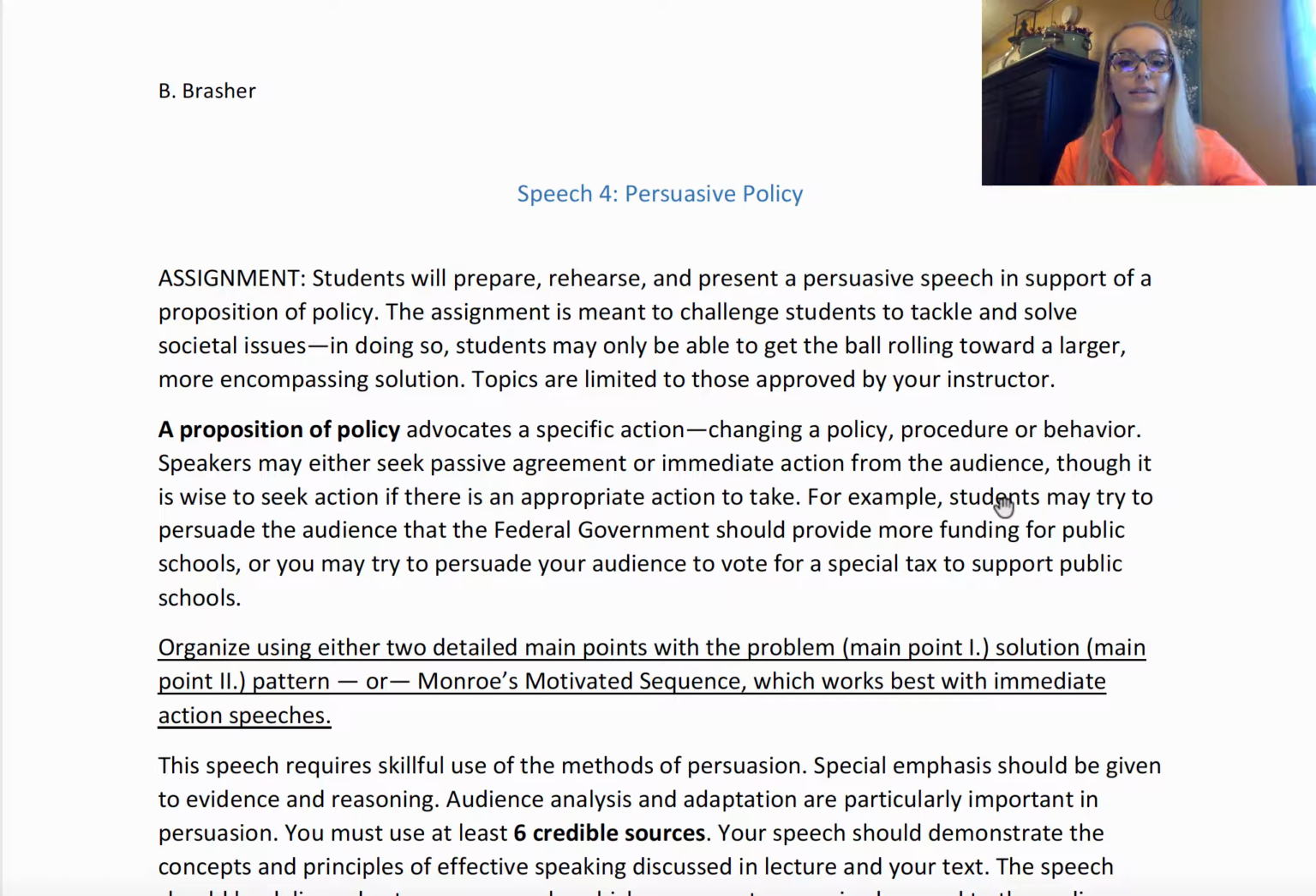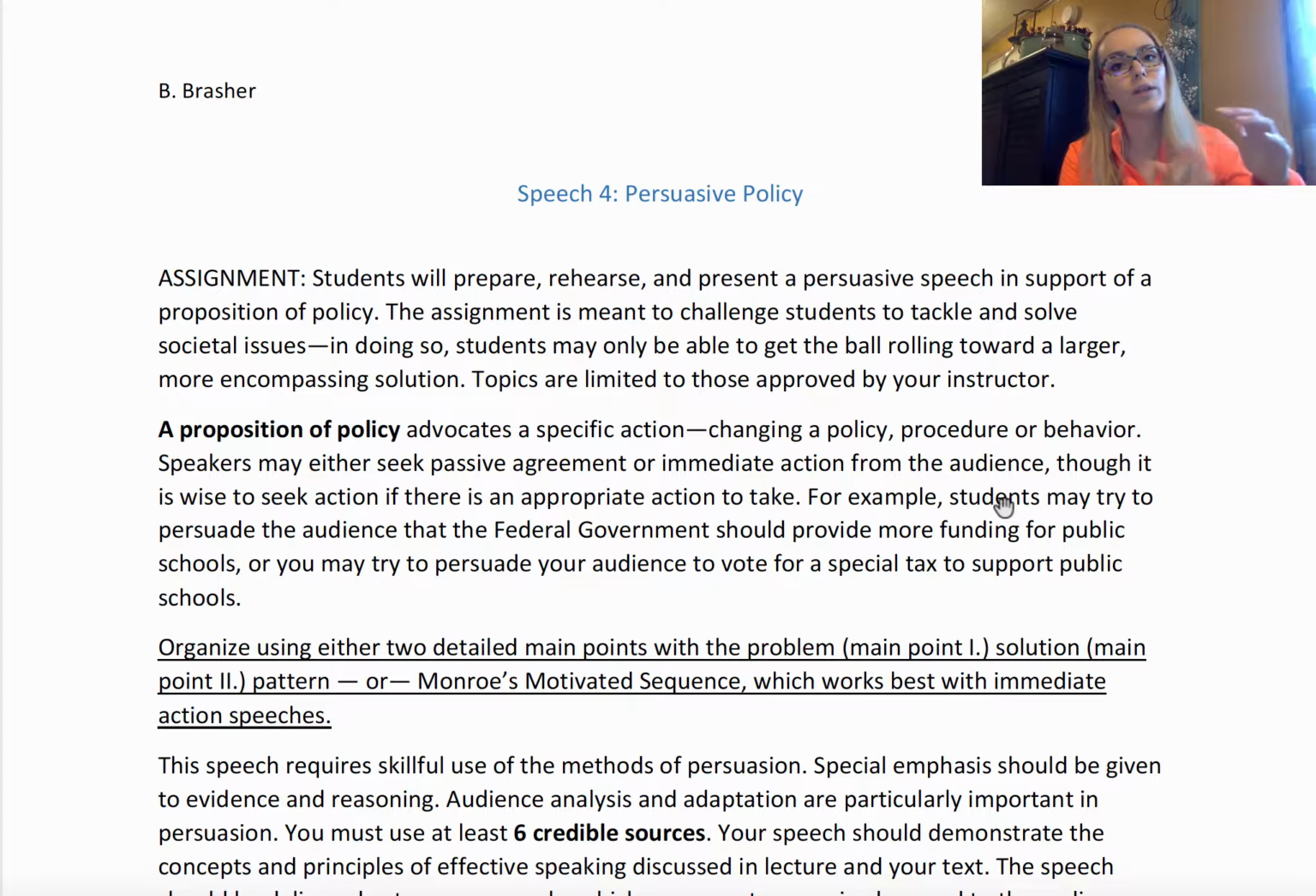So this speech requires use of the methods of persuasion. So special emphasis should be given to evidence and reasoning. So remembering, we don't really just want to be a machine gun of facts. We don't want to just state fact, stat over and over to illustrate our problem and then solve the problem. We want to make that human connection and provide that supplemental material to really use both our ethos and our logos and our pathos. So all those three things need to come together.